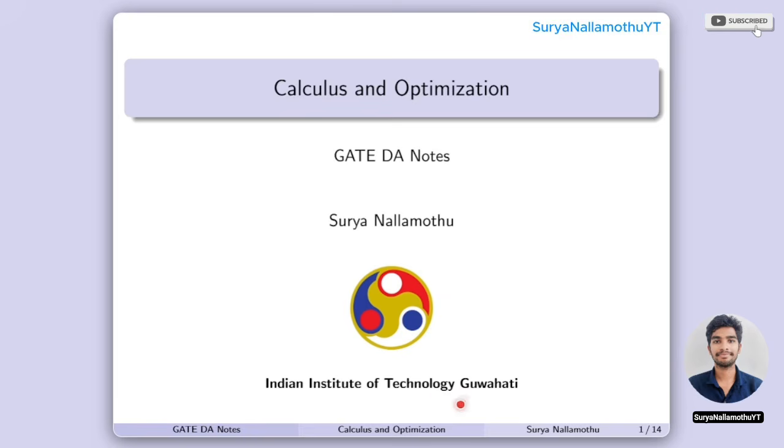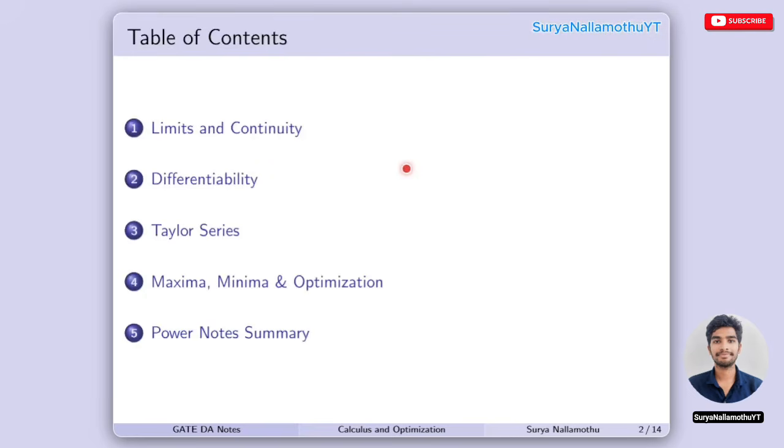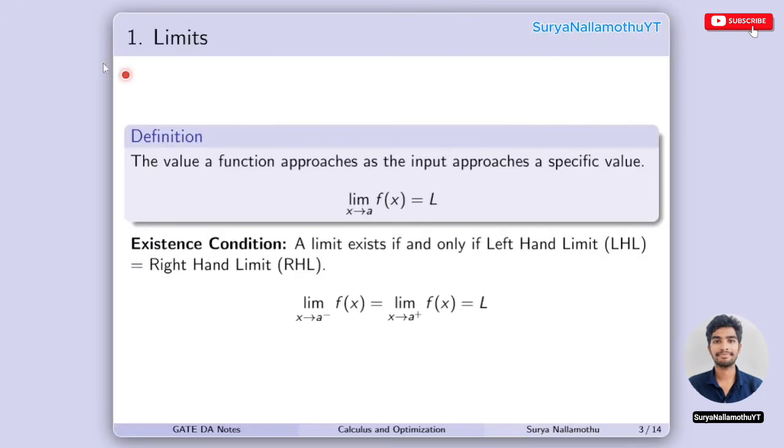The GATE 2026 exam is conducted by IIT Guwahati. So let us start our session. Here is the table of contents: limits and continuity, differentiability, Taylor series, maximum, minimum, optimization, power node, summary. First, let us start with limits.